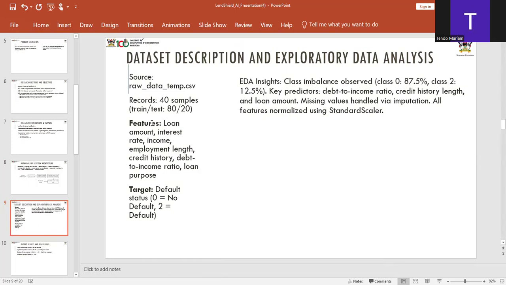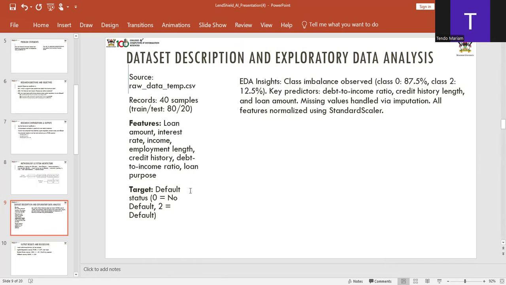Because I have limited time, I'll do it very fast. This is the data set, and these are the records. I took 40 samples and trained 80 by 20. The features that I used for these models were loan amount, interest rate, income, employment length, credit history, debt to income ratio, and loan purpose.